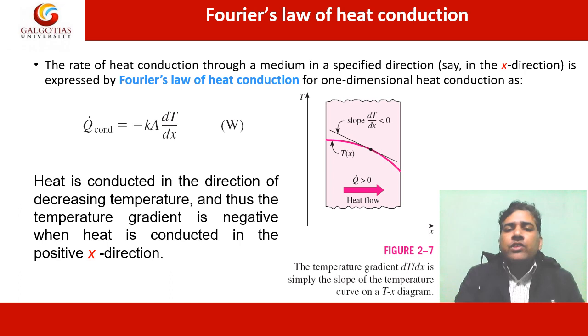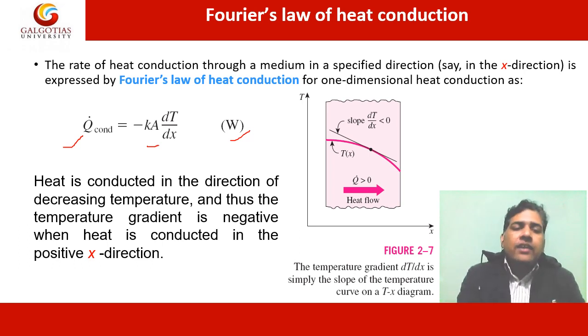For one-dimensional heat conduction, the heat transfer rate is given like this: q conduction, with a dot over it, which means that we are expressing the heat transfer in terms of rate, as you can also identify with the unit. The unit of heat is joule, and the unit of heat transfer rate is joule per second, or watt. So this is the difference between heat and heat transfer. Heat transfer has the unit of watt, and it is given by Fourier's law of heat conduction, that is equal to minus kA dT over dx.